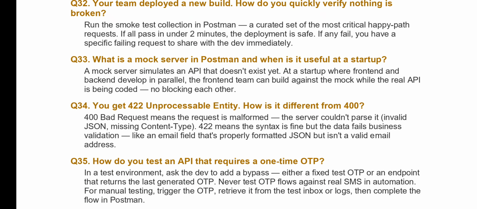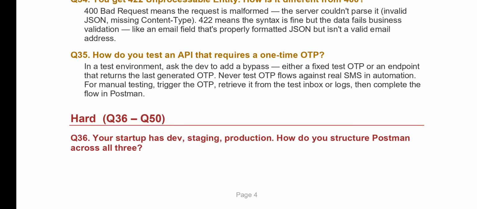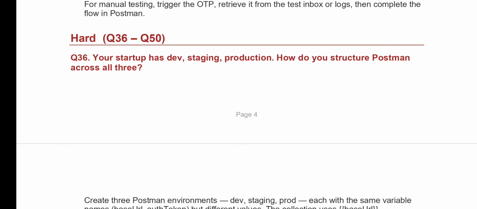What is a mock server in Postman and when is it useful at a startup? You get 422 unprocessable entity. How is it different from 400? How do you test an API that requires a one-time OTP?